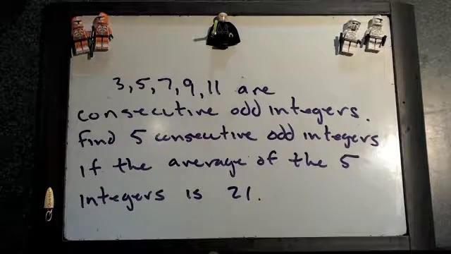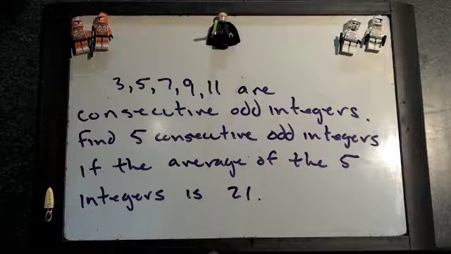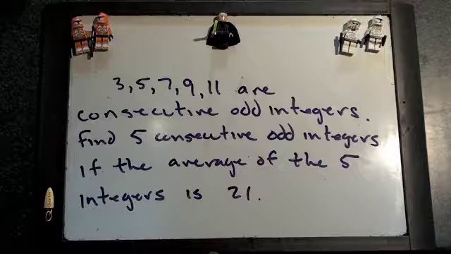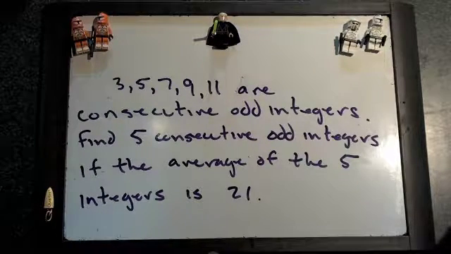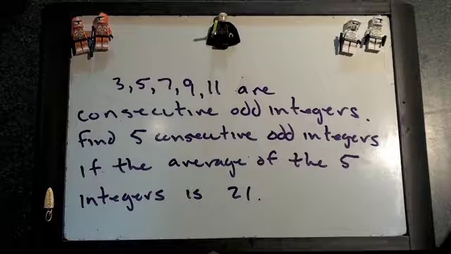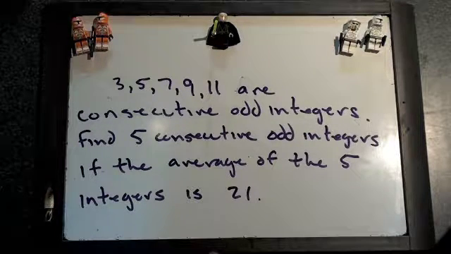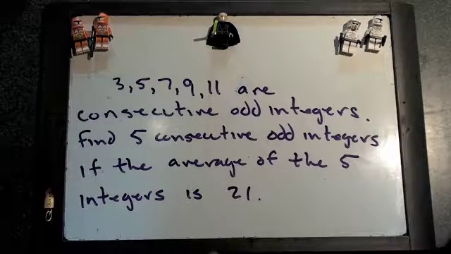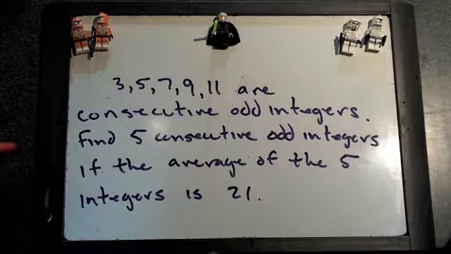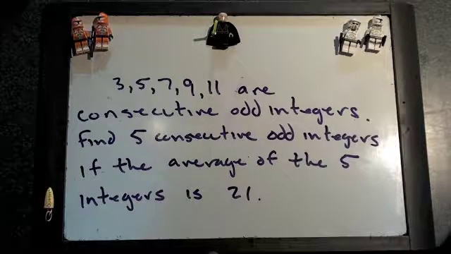Okay, find 5 consecutive odd integers if the average of these 5 integers is 21. Oh yeah, I remember the average stuff. Great. I was going to ask you if you remembered what average meant. What does average mean? It means you add up the sum of your numbers and then divide by how many numbers you had.